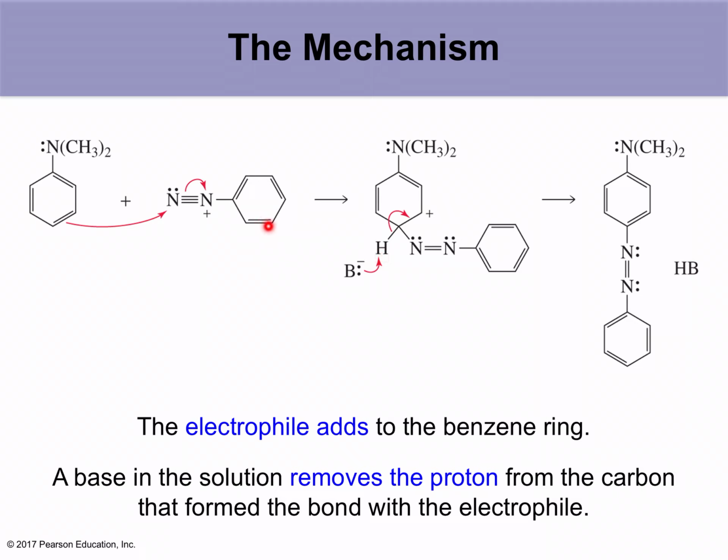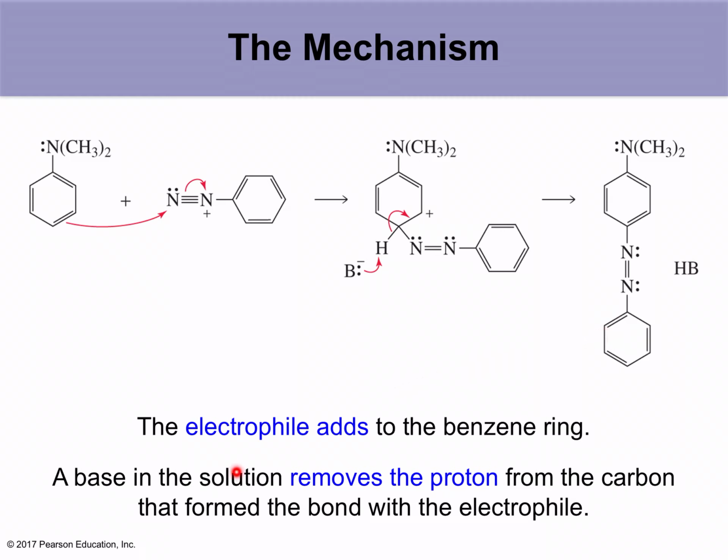So we are missing one more step here. After the double bond goes here, this would become a lone pair right there, that lone pair, and then one more resonance structure, and then the base will take up this hydrogen and regenerate the aromaticity, okay, to give you this azo dye.